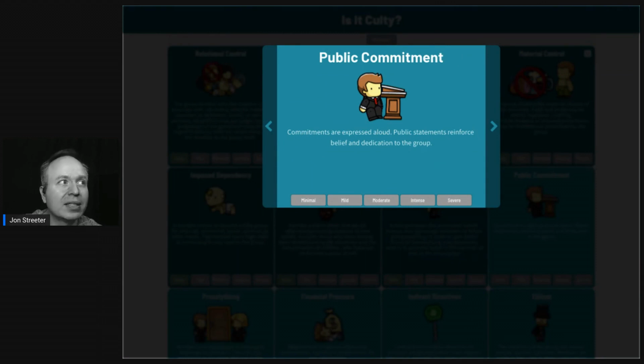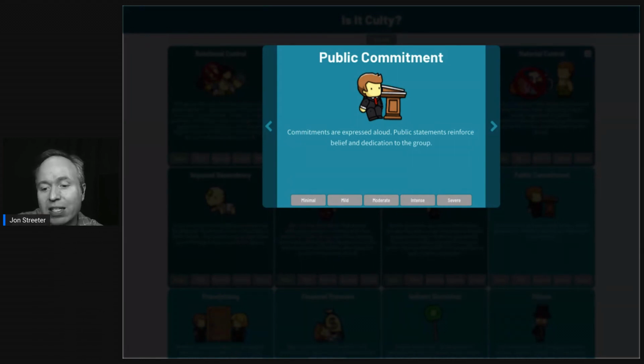Public commitment. Commitments are expressed aloud. Public statements reinforce belief and dedication to the group. So in religious paradigms, this may show up like what is called a testimony meeting, where the group is all together and people take turns standing up and professing their commitment to the beliefs or the goodness that the group has brought to their lives.